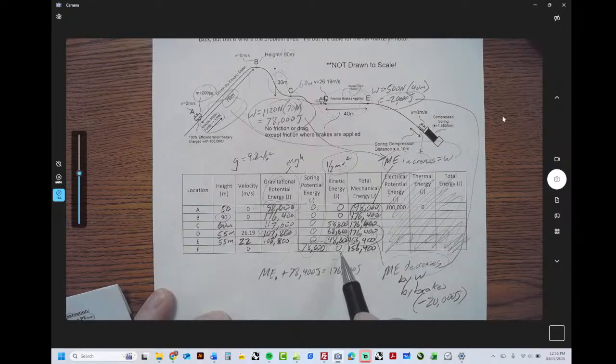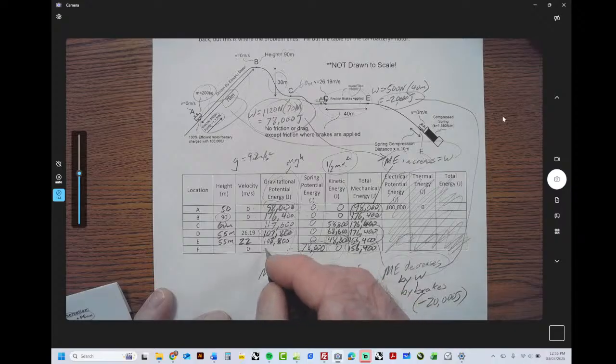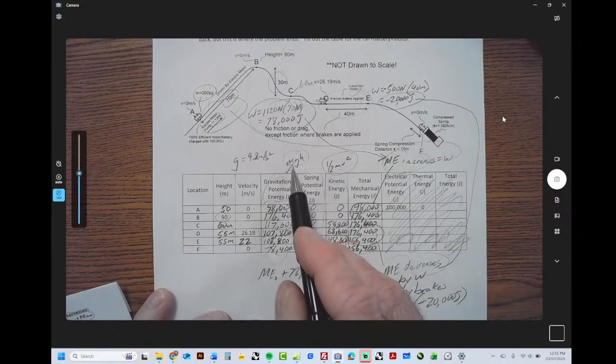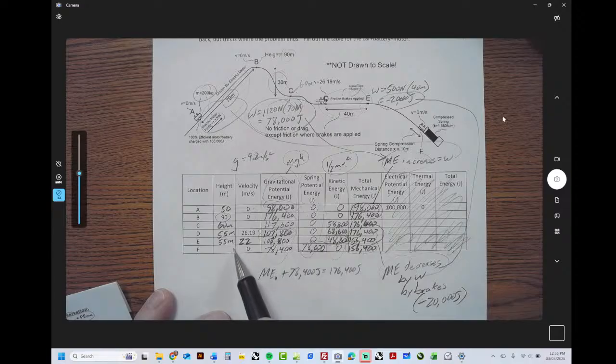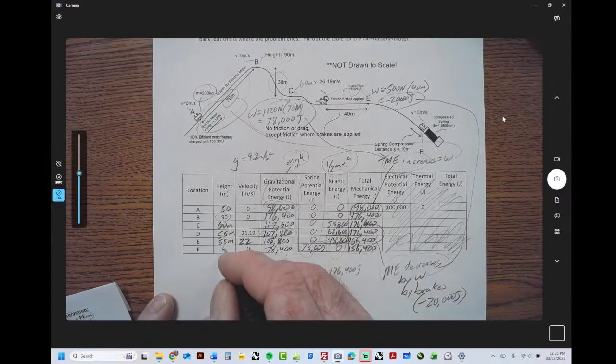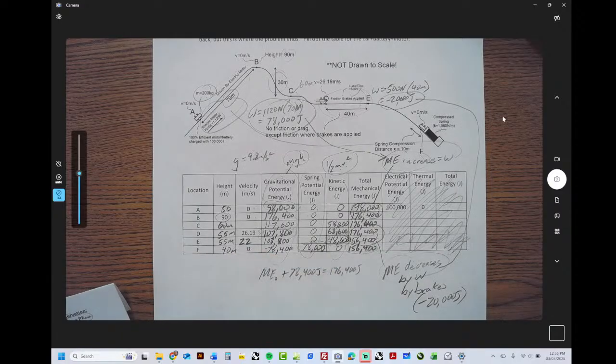The kinetic energy is 0 because it's not moving. The spring potential energy is now this because the spring is compressed that much. So if the total mechanical energy is this, these three have to add up to that, which means the missing one, gravitational, is the total minus 78,000, which is 78,400. And once we have that, we can set that equal to mgh, plug in the mass of 200, plug in 9.8, solve for h, and h turns out to be 40 meters.